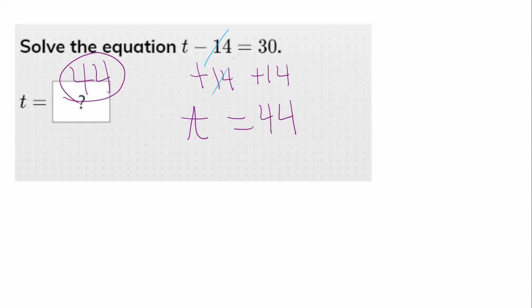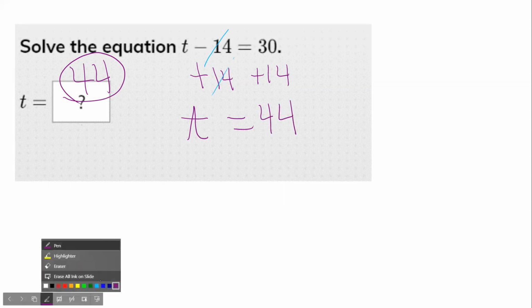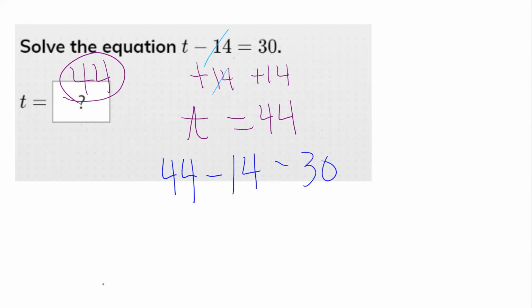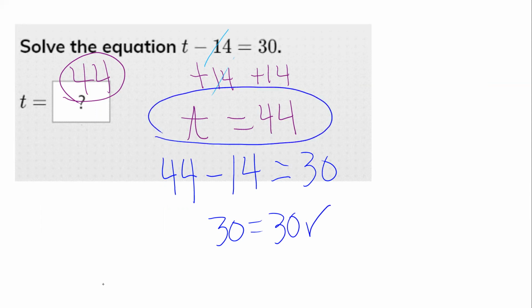We can check our work. Let's go back and check our work and make sure that we did it right. That's the nice thing about equations, is that you can always check your work with substitution. 44 minus 14 should be equal to 30, and 30 is equal to 30. Yay, that's a true statement. That's how we know that t is definitely equal to 44. I don't think you guys like my script t's, but that's indeed supposed to be a t, just so it makes it look different than a plus sign, okay?